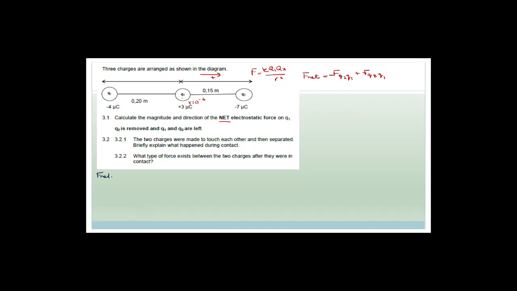So F net is going to be K, 9 times 10 to the 9, times 4 times 10 to the negative 6. And remember, this is all minus because this is towards the left, which we've decided is negative. Times 3 times 10 to the negative 6, all over 0.2 squared. Plus 9 times 10 to the 9, then 3 times 10 to the negative 6, multiplied by 7 times 10 to the negative 6, all over 0.15 squared. Okay, so now we need to put that in our calculator. I think the best thing is to do this part in the calculator and then the other part separately.